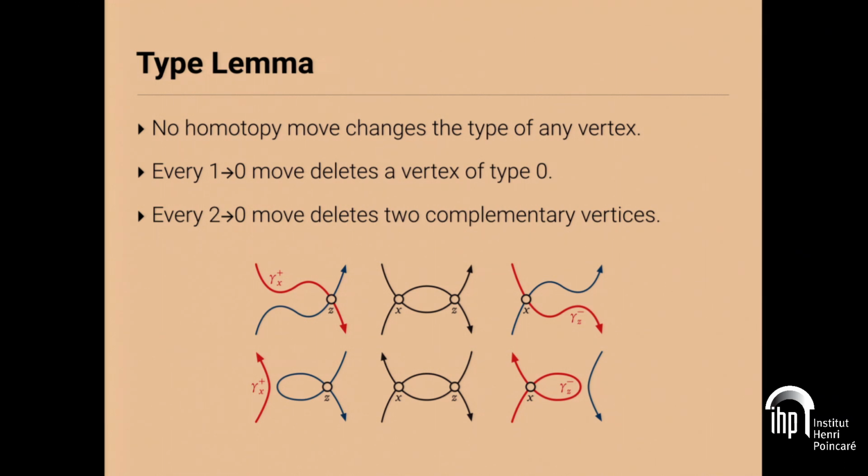On the other hand, a bit of case analysis shows that when you do a 2 to 0 move, those 2 vertices that you delete have complementary types. So if you have a vertex of type 3 and a vertex of type -6, those vertices will retain their types as you move them around by homotopy, but they will never meet and be canceled by a 2 to 0 move because they're the wrong species.